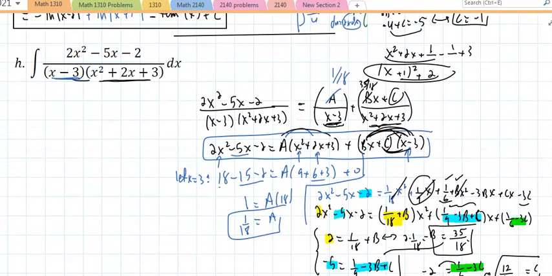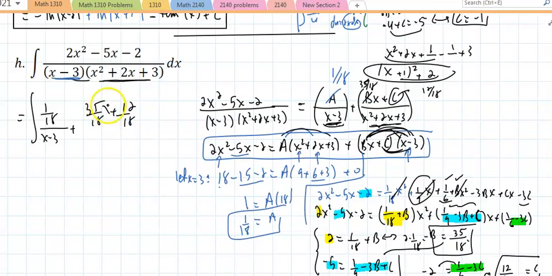So this is what I got. I got this whole mess to equal 1 over 18 over x minus 3 plus 35 over 18 plus 12 over 18. This is x over x squared plus 2x plus 3 dx. That's 1 over 18 natural log of absolute value of x minus 3. Very good. I got it.